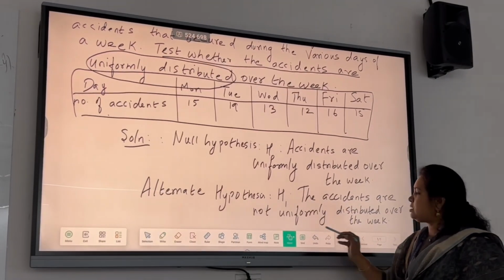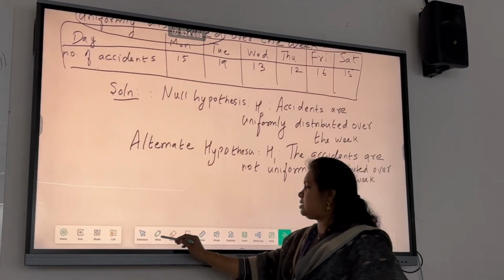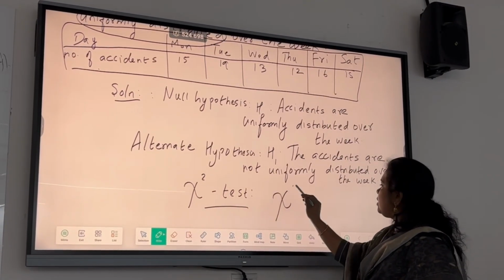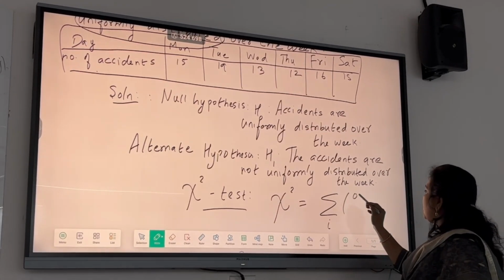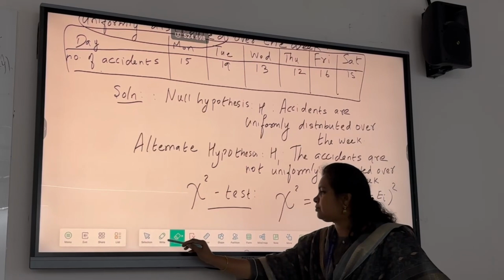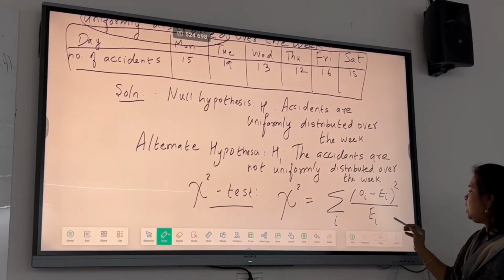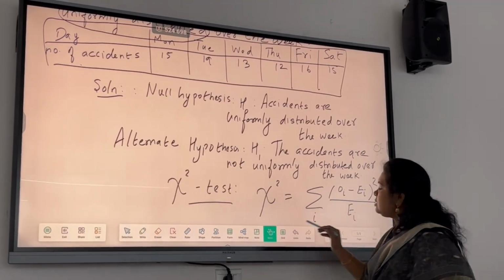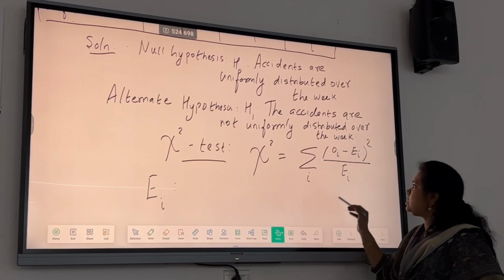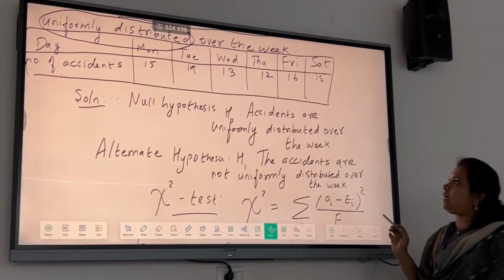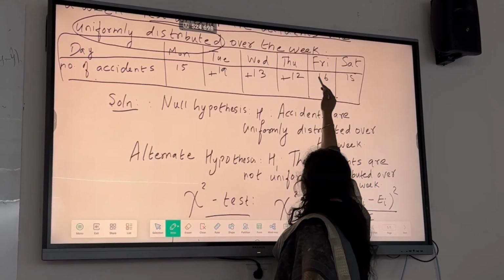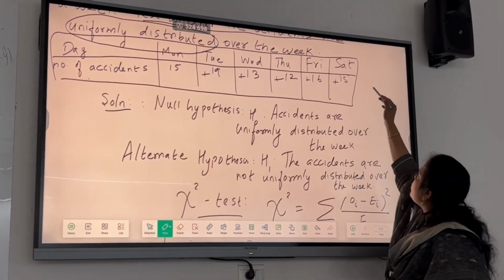Now one comes to know that this is a chi-square test. For the chi-square test, the formula is chi-square equals summation over i of (Oi minus Ei) the whole square divided by Ei. The very important point is we have to find Ei. So what is the expectation? We are given the number of aircraft accidents, so we have to sum all these numbers. When you add all these numbers, you will get 90.